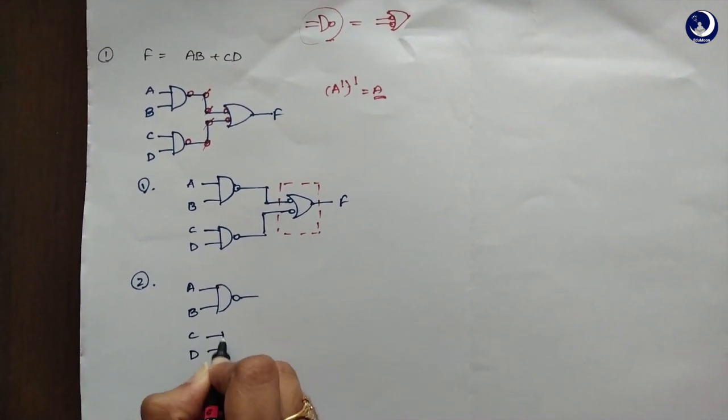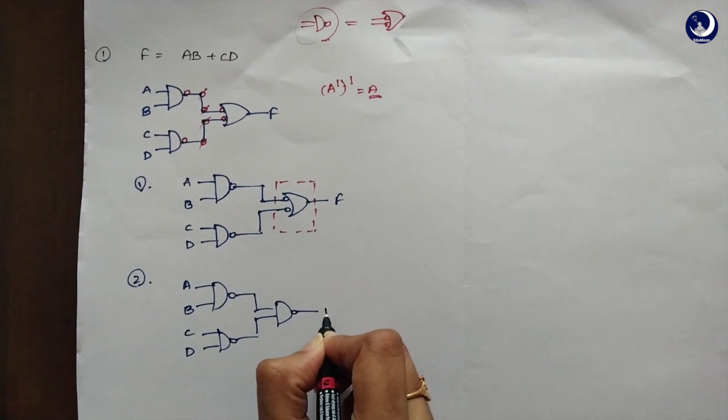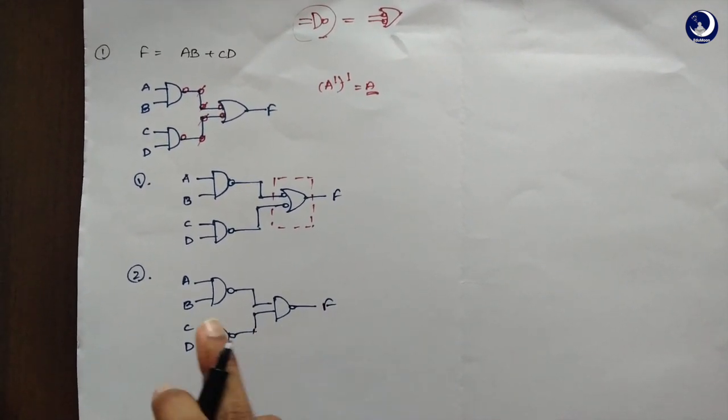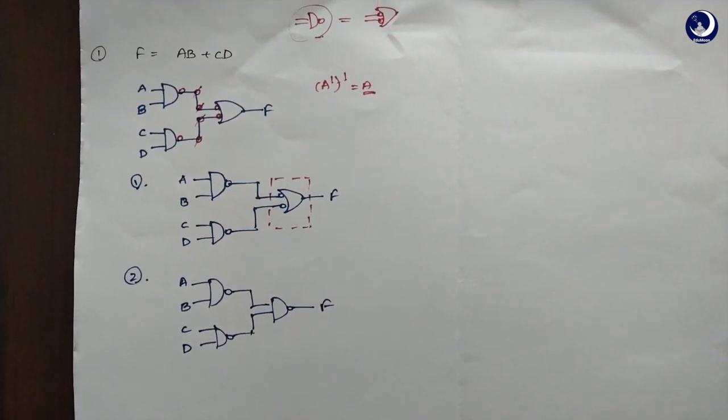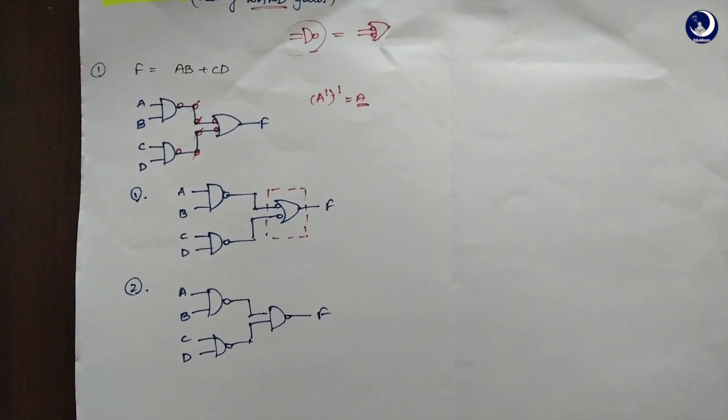Something like this. Now you can see, right, this diagram consists of only NAND gates. So this is how we're supposed to do it in your exams. Now consider the second example, something like this one.